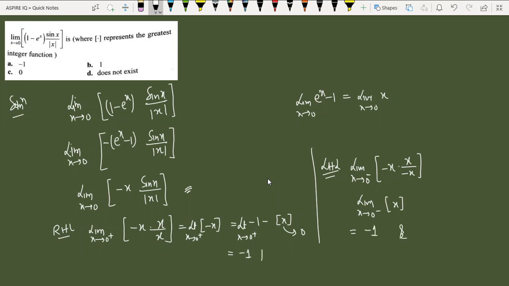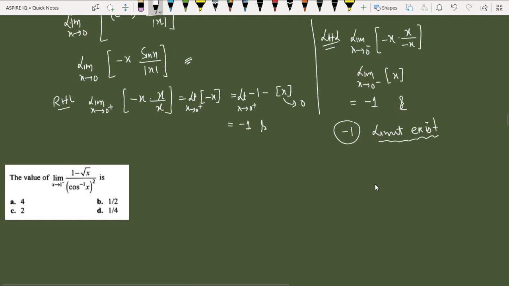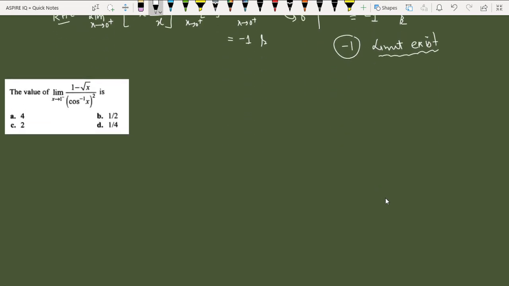So RHL is equal to LHL. So your final answer is minus 1. Limit exists. The final answer is minus 1. Limit exists. Now come to the rest of the question. Okay, this is the question. Sorry, this is the solution.